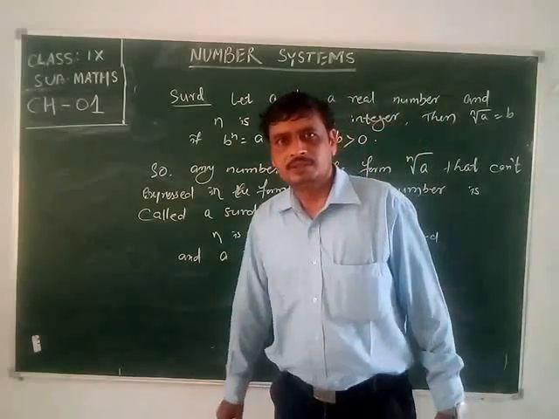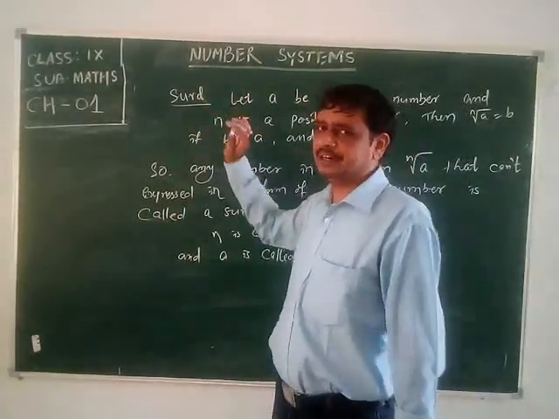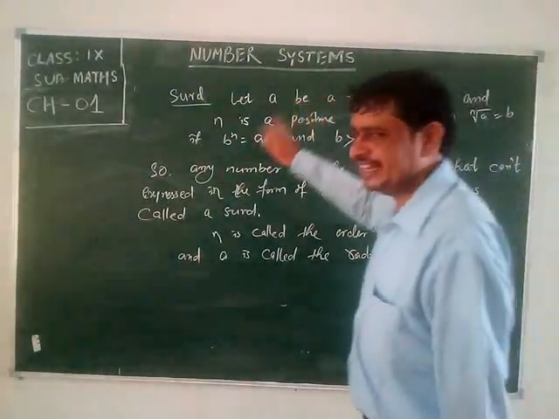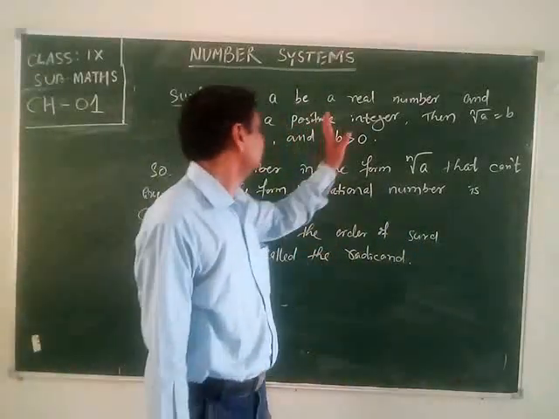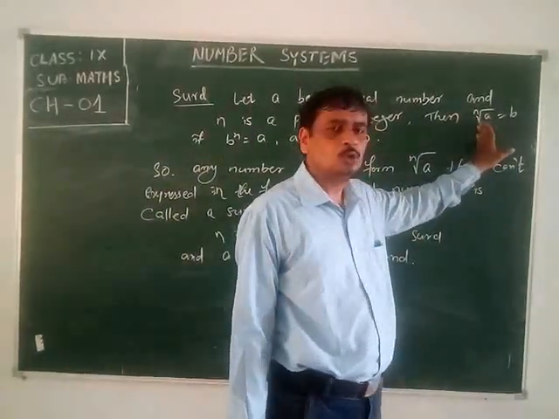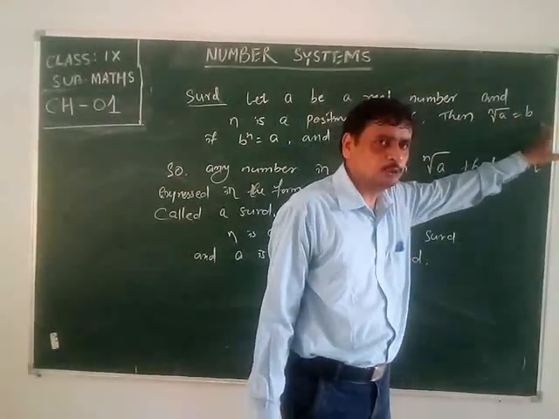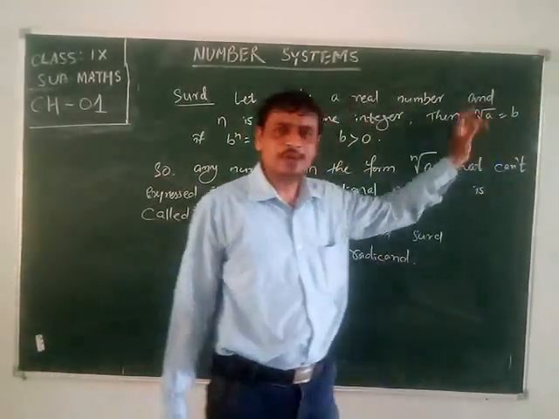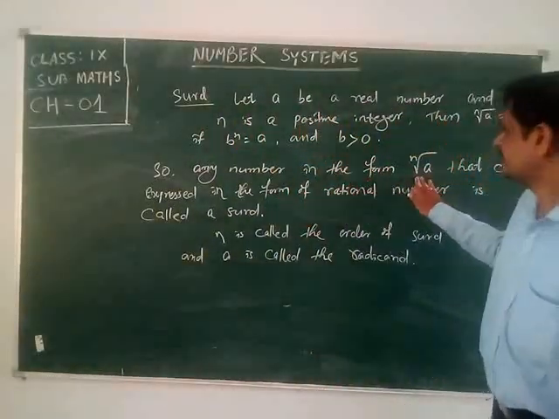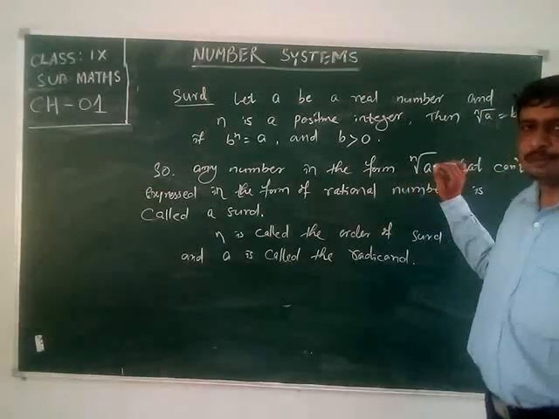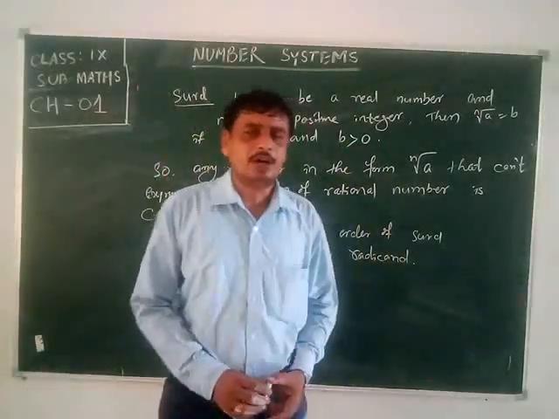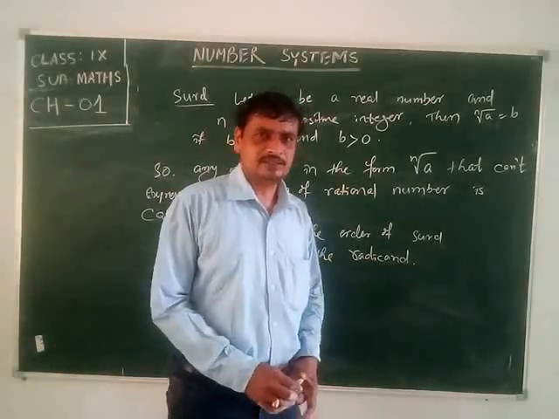Next, surd. Let A be any real number and n be any positive integer, then the nth root of A becomes equal to B if B to the power n is equal to A. So any number in the form of the nth root of A, that is A to the power 1 by n, which cannot be expressed in the form of a rational number, is said to be a surd.